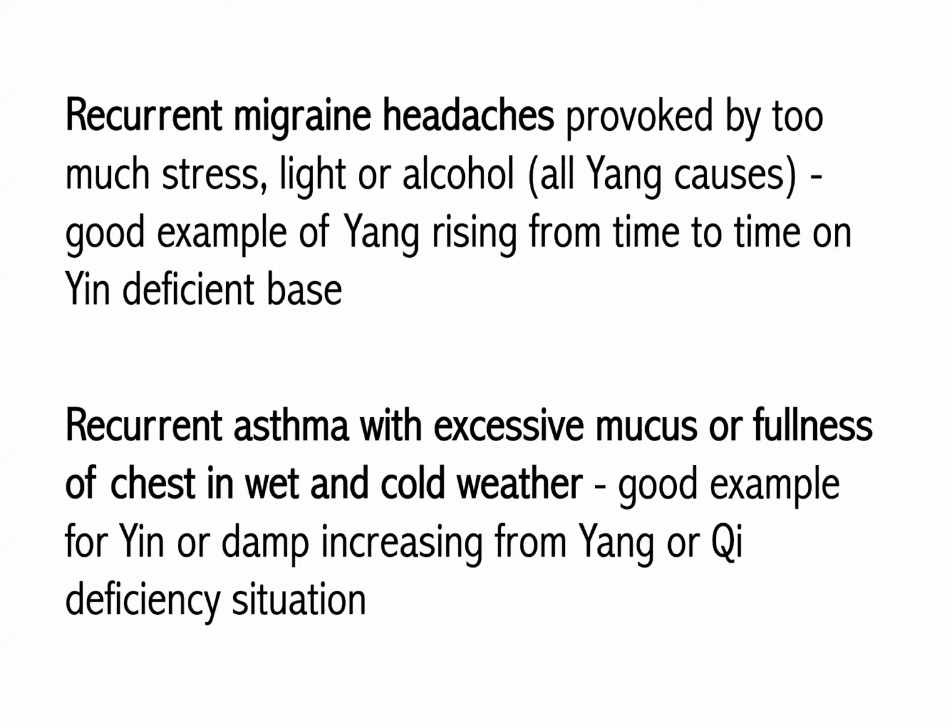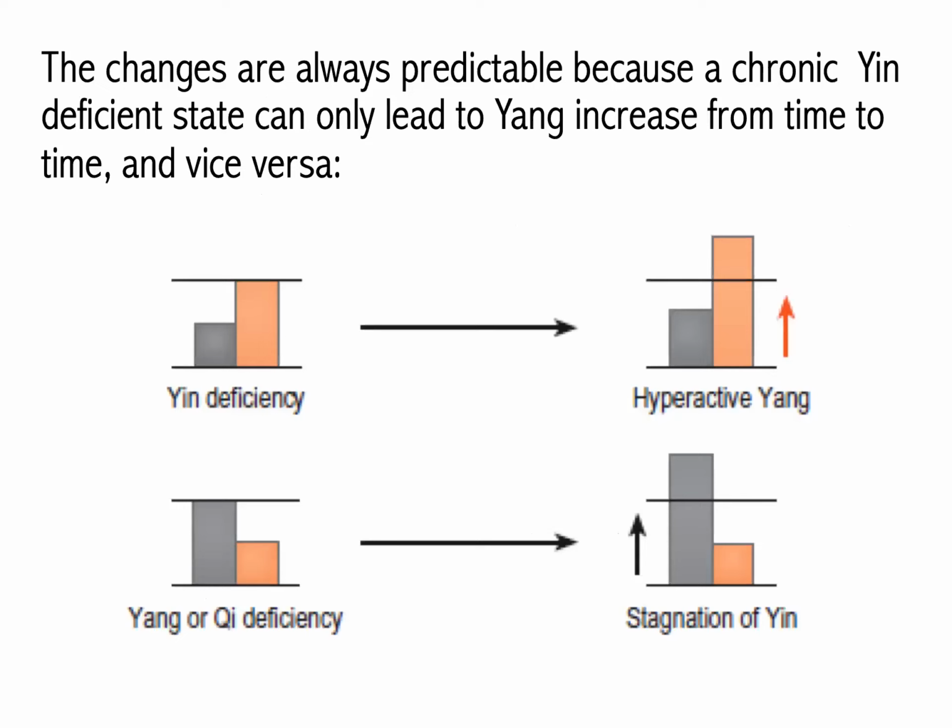Recurrent migraine headaches provoked by too much stress, light, or alcohol, and these are all yang causes, are a good example of yang rising from time to time on a yin deficient base. Another example would be recurrent asthma with excessive mucus or fullness of the chest in wet and cold weather. A good example of yin or damp increasing from a yang or qi deficiency situation. The changes are always predictable because a chronic deficient state can only lead to yang increase from time to time and vice versa. So a yin deficiency state can lead to a hyperactive yang in the same way that a yang or qi deficiency state can lead to stagnation of yin.